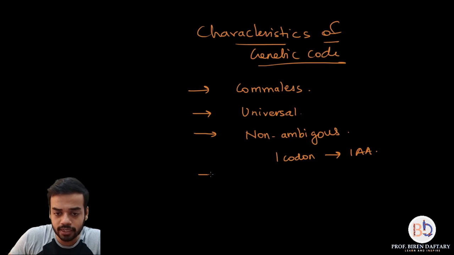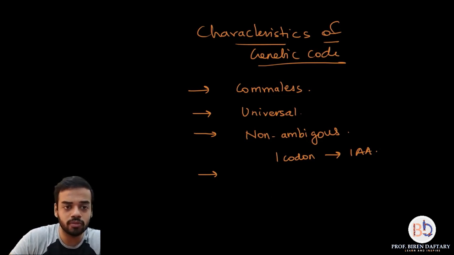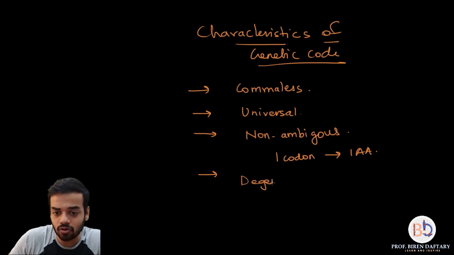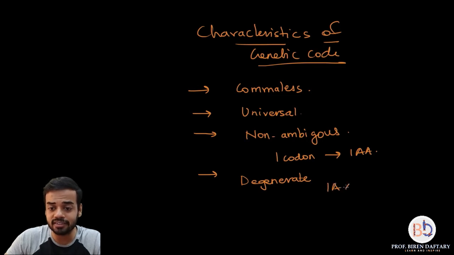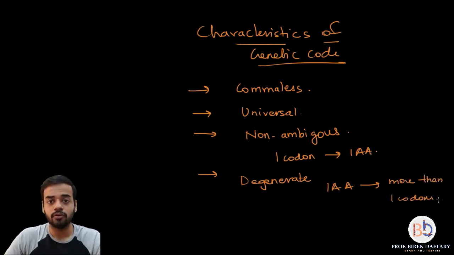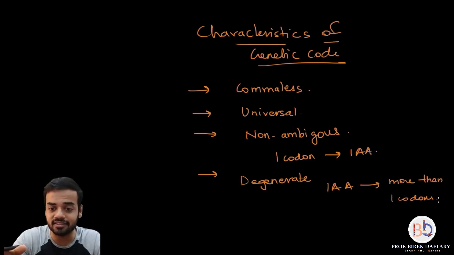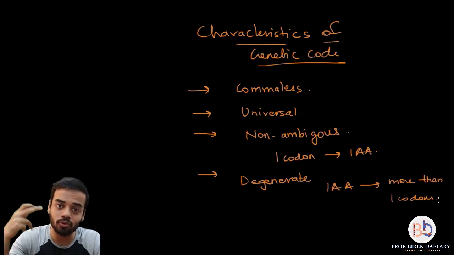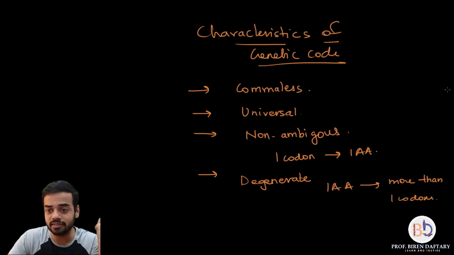The fourth point is literally the opposite of this, and it says that the genetic code is degenerate. So what do you mean by degeneracy or degenerate genetic code? That means that one amino acid can be coded by more than one codon. Glycine is coded by 4 codons, so that is called degeneracy. But GGG can code only for glycine, that is called the non-ambiguous nature of the genetic code. I hope this is clear.